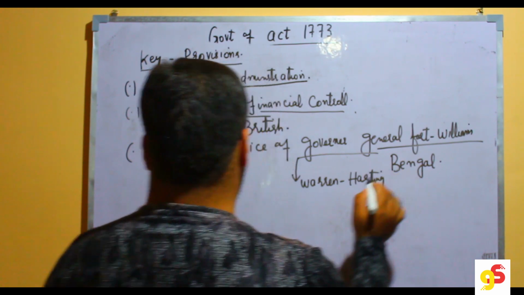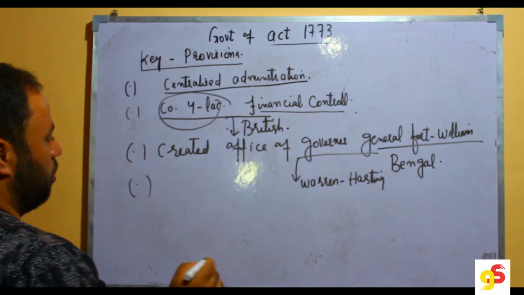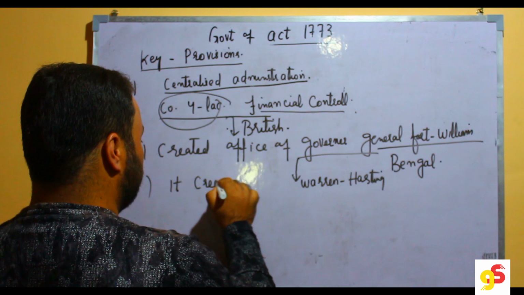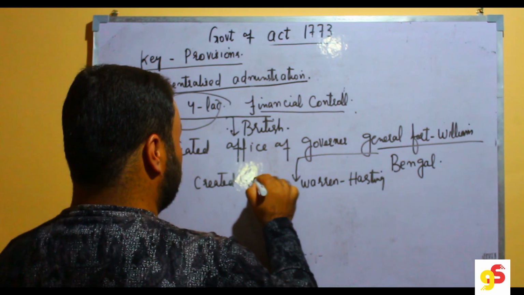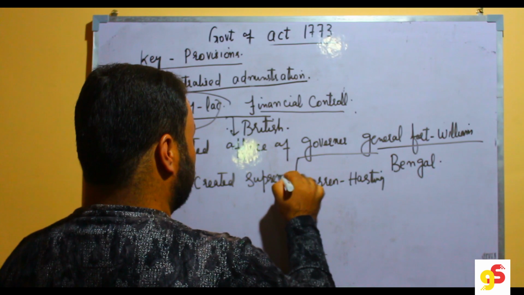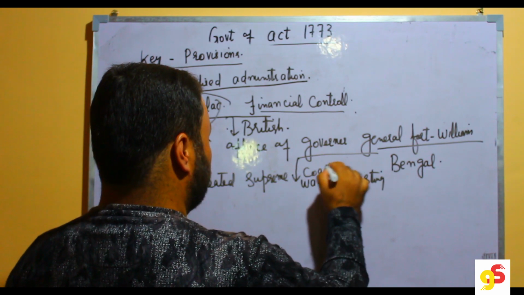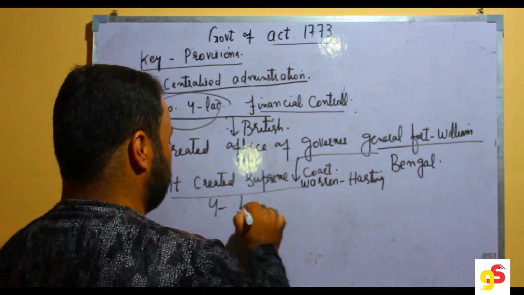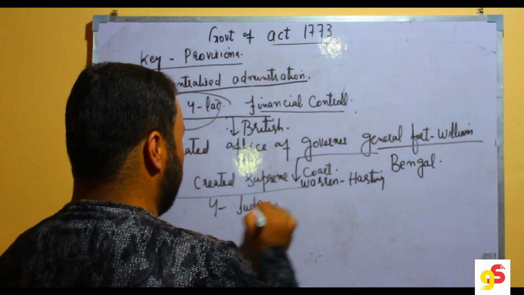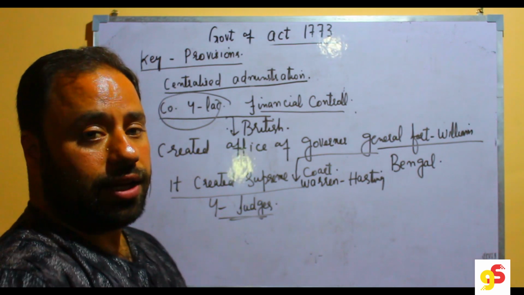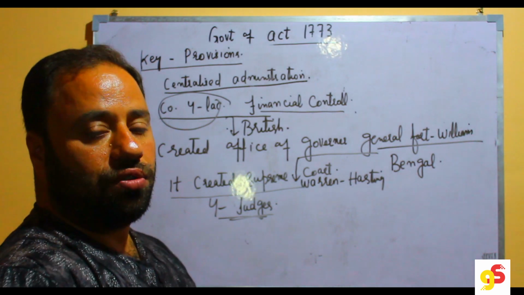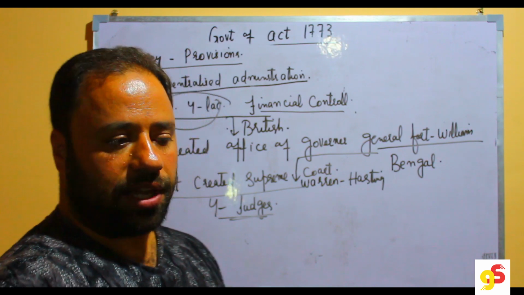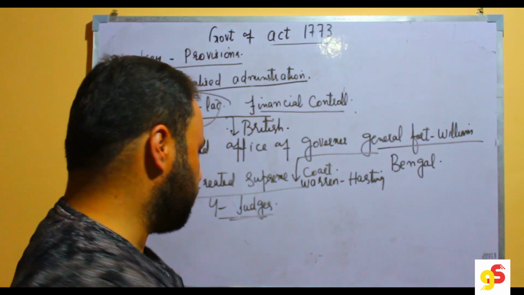Another important provision was that it created the Supreme Court. This Supreme Court had 4 judges, and this Supreme Court was like our Supreme Court, which was also a court of record. This Supreme Court maintained a fair distance from the religious affairs and other cultural aspects.